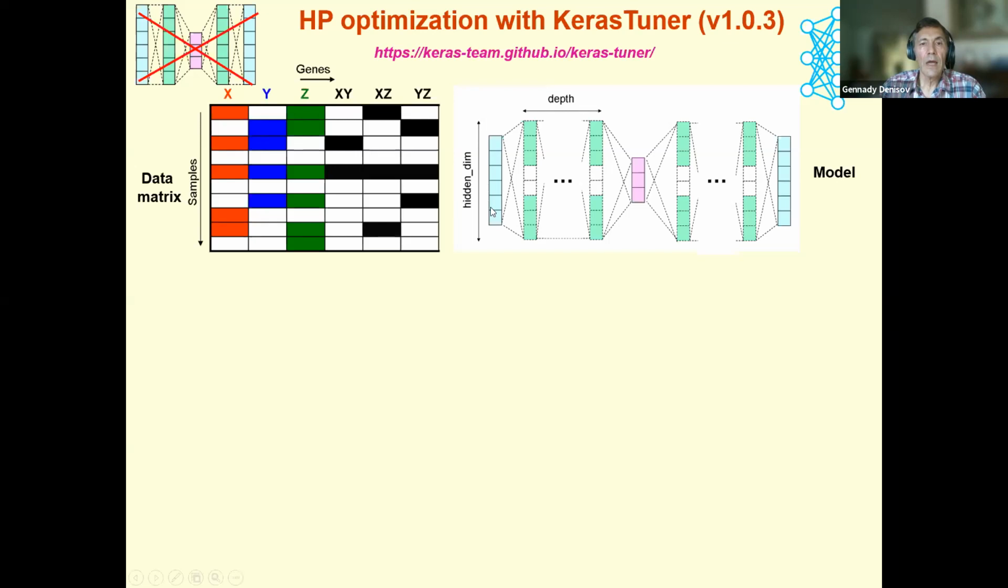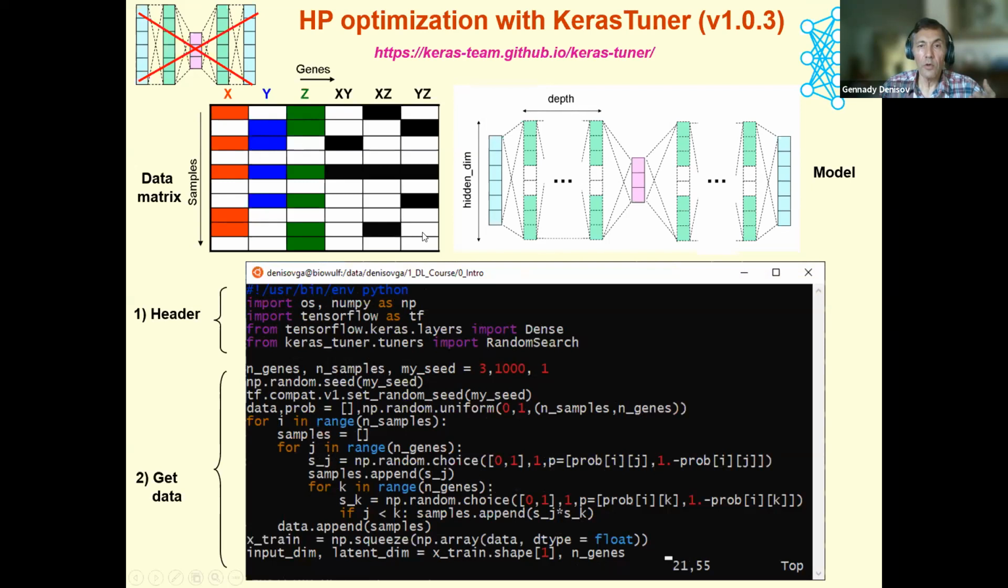And shown here is a part of the code for this model. The first 2 steps of processing, the header and getting data. So the header is similar to the previous example. It is still a set of Python import statements. The step of getting data is also similar, but now we have more general code.